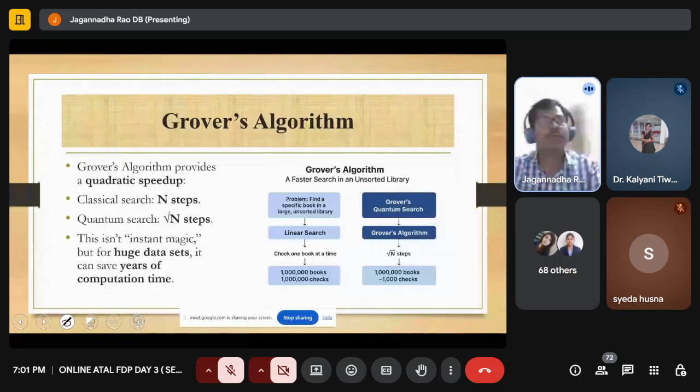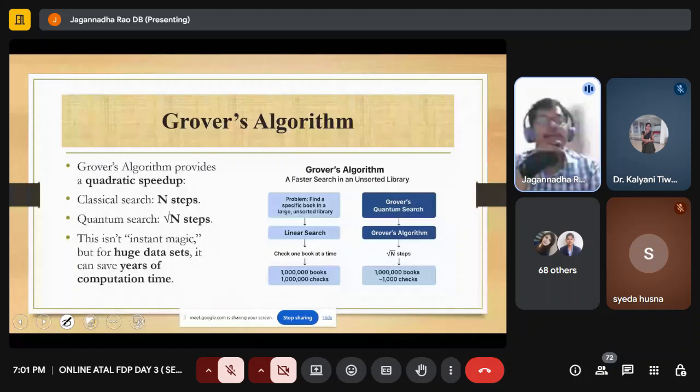Classical search takes n steps in the worst case. I am talking about the worst case only. If you have unsorted books, 10 lakh books means 10 lakh searches. The root of 10 lakh is the quantum search. That much difference is there. It is not instant magic, but for huge data sets, it can save years of computation time.